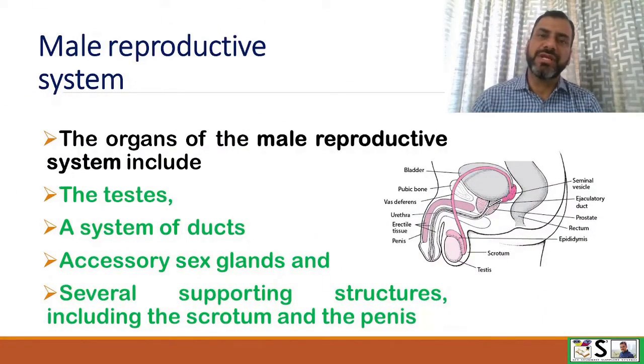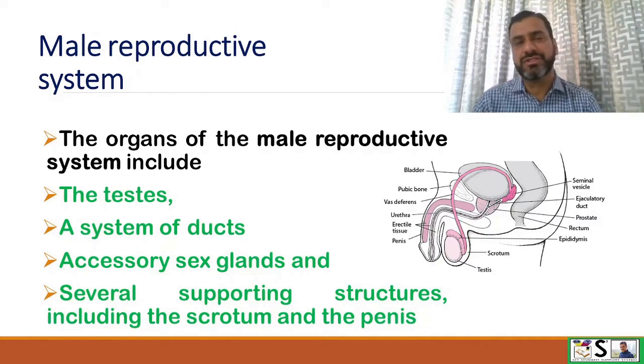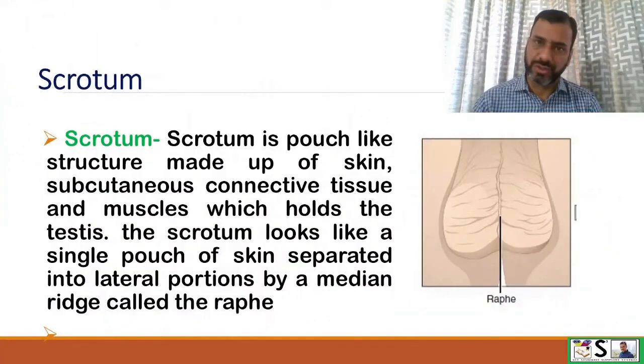The organs of male reproductive system include the testes, a system of ducts, accessory sex glands, and several supporting structures including scrotum and penis. Now we will discuss these organs one by one. First is scrotum. Scrotum is a pouch-like structure made up of skin, subcutaneous tissue, and muscles which holds the testes.